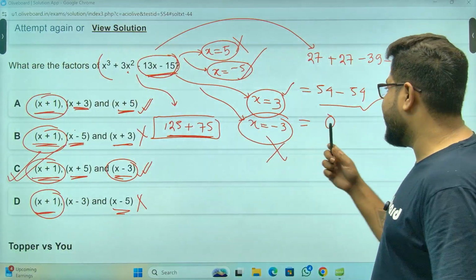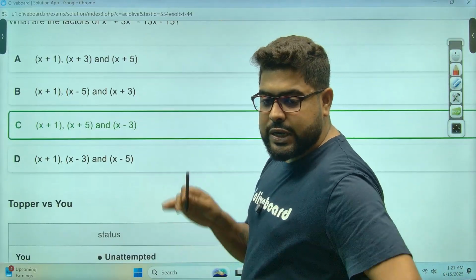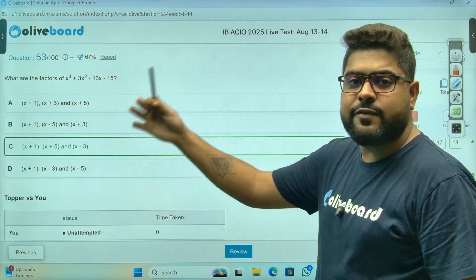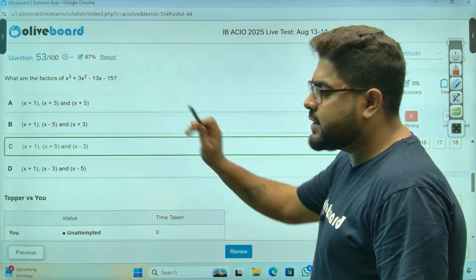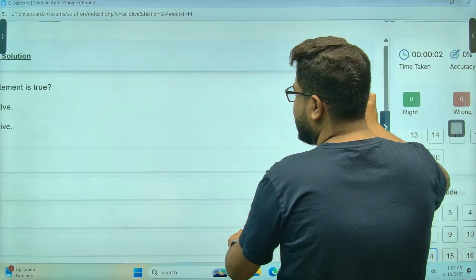Just by putting values. Again, we are not putting values randomly. We are putting values with some logic in mind. We have some goal in front of us. We are checking like this. We found our answer.